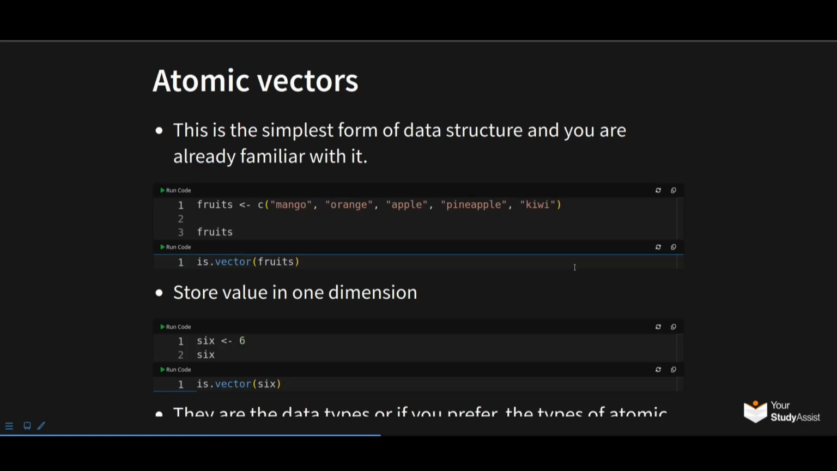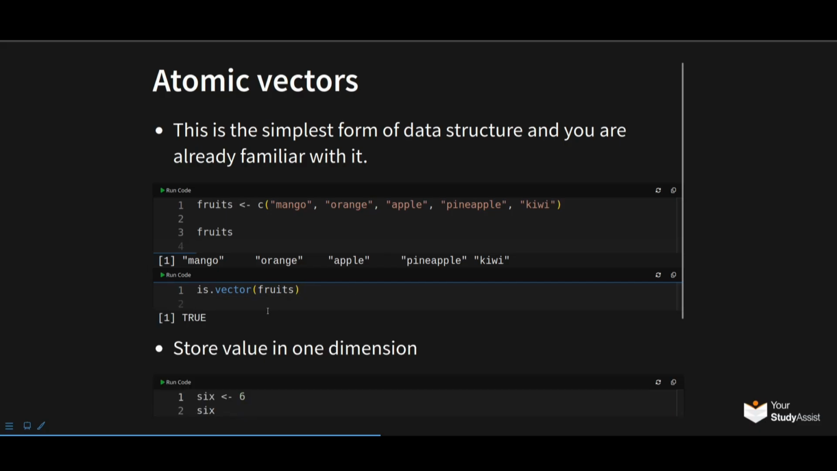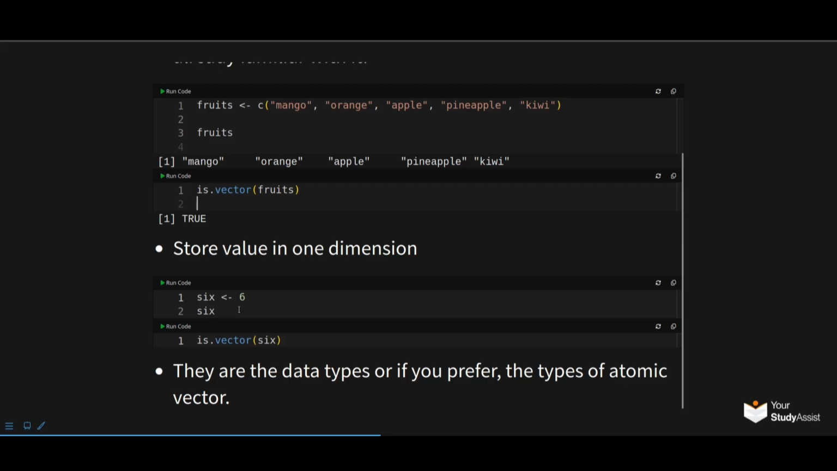Now to atomic vectors. We are actually quite familiar with atomic vectors. They are the simplest form of data structure. And if you remember, in the data types class, we created different atomic vectors. An example is this fruit variable, which we've just created. This fruit here is an atomic vector. And to confirm if it's indeed a vector, you can use the is.vector function. And this shows that yes, it's true, it's a vector.